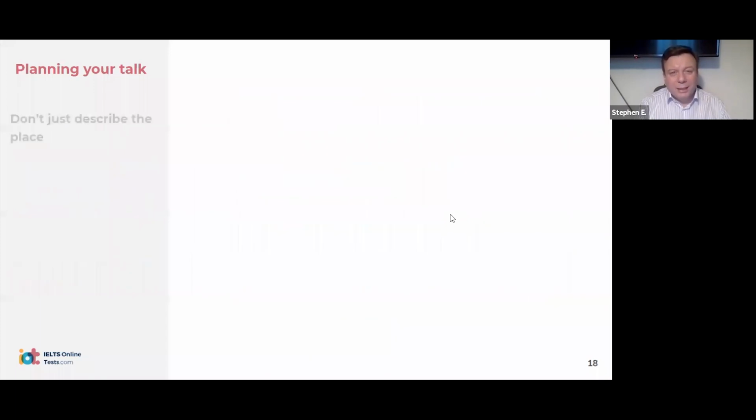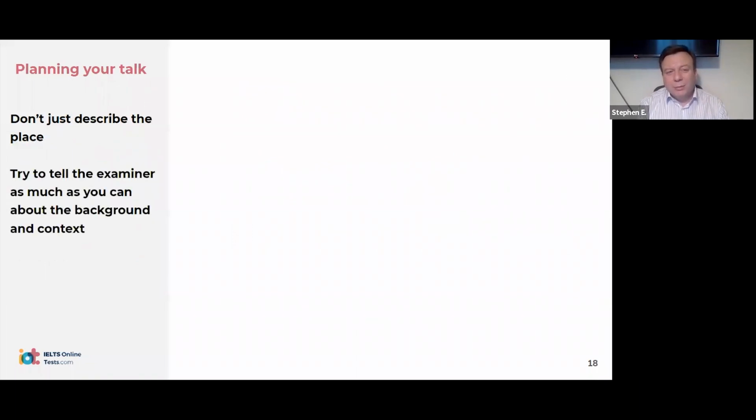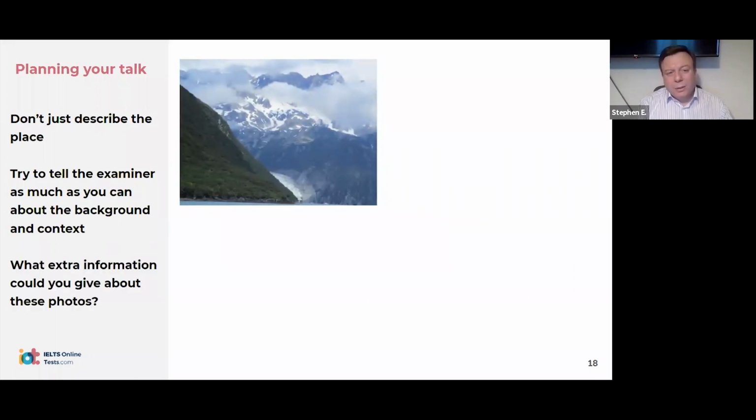So let's have a look at planning. You don't just want to describe the place, you want to add some details, some background information that will give you some context. So tell the examiner as much as you possibly can about the topic. Have a look at this. What extra information do you think you could give about these photos? We described earlier what it looked like. Could you give any extra information?